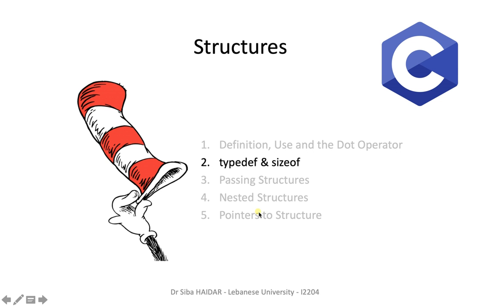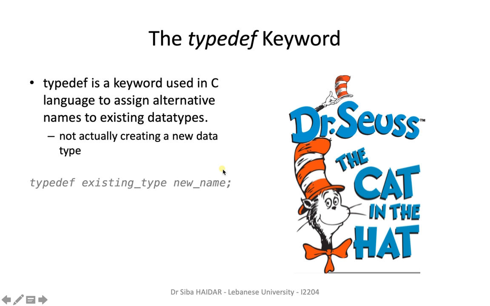We continue the lesson and reach section 2, which is typedef and sizeof, and let us begin with the typedef keyword. Typedef is not for structures only. Typedef is a keyword used in C language to assign alternative names to existing data types. It is not actually creating a new data type. It is assigning a new name to an existing type.